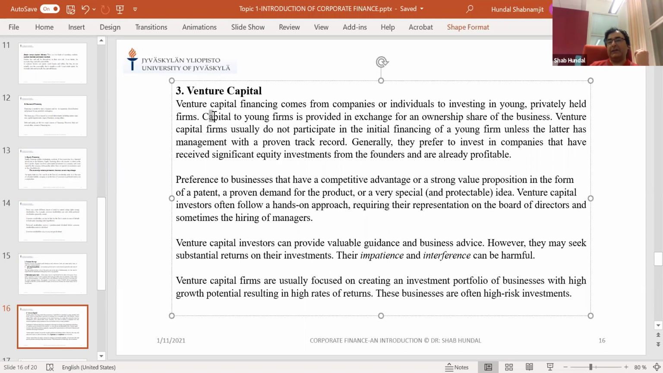Once again, the capital is given. The finances are provided in exchange for the ownership rights. The venture capitalists do not generally provide funding to a company unless it has some proven track record.